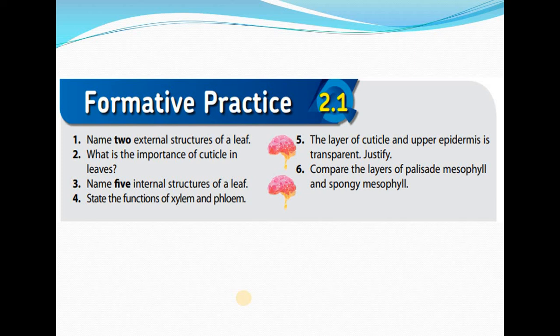Before we end 2.1, please answer the questions in the formative practice 2.1 on page 30. Okay, so that's all for now. Thank you.